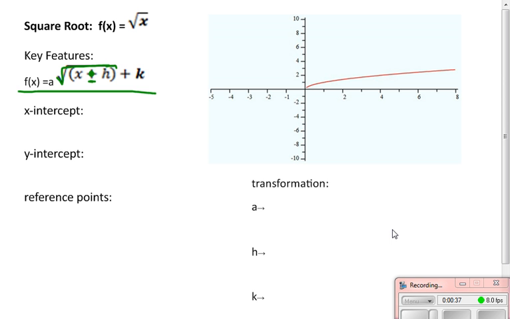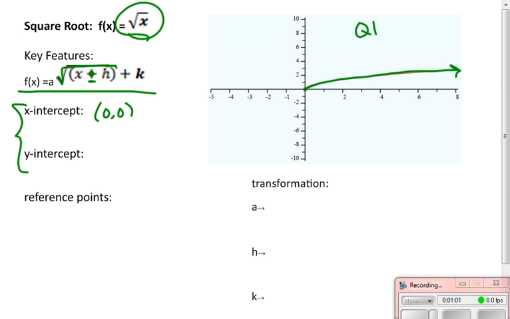So the x and the y intercept of the parent function are at 0, 0. And this is a unique function in the fact that it only exists in quadrant 1. It starts here at 0, 0 and curves upward this way. Now that should make sense because we can't put in a negative number under the square root.